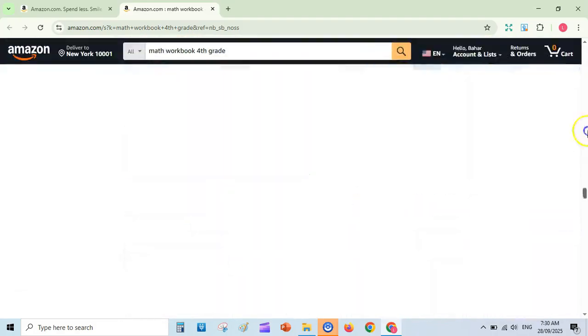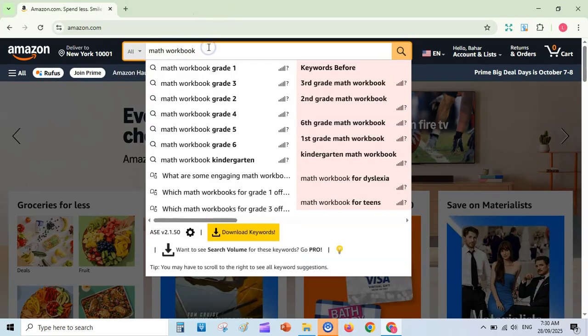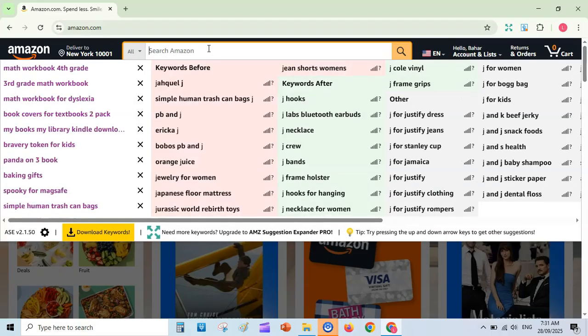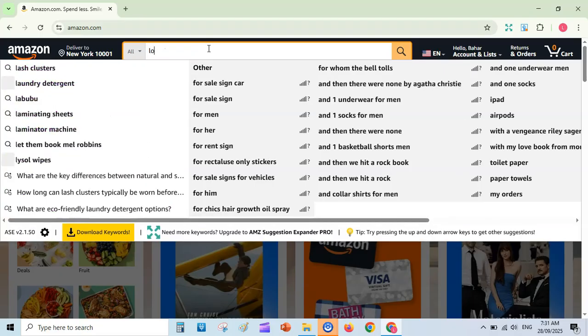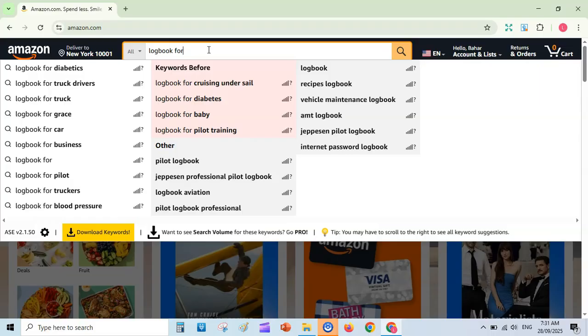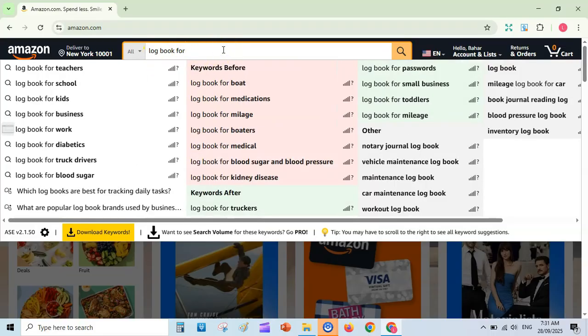We are basically looking for books ranking on the first page that are getting sales, where the competition is not that high. I want you to learn the skill and find niche ideas yourself. So let's try an easier one, like if you want to sell a journal, or if you want to create a logbook for. So let's see what comes. If you write a space here, you may find more ideas.